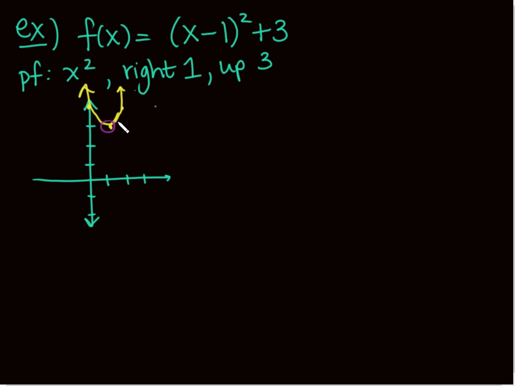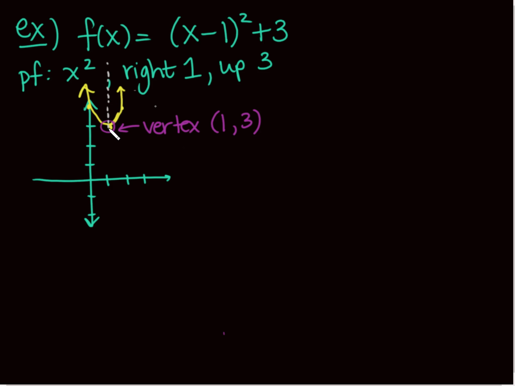This point right here where my parabola opens up from, we are going to call the vertex. And in this case, the vertex is (1, 3). It's opening up, right? Because we haven't actually reflected it or anything. I have no negative there. And then there's one other thing that we want to define, and that's what we call the axis of symmetry.